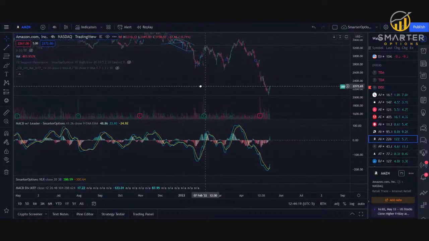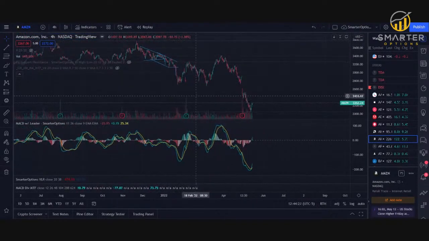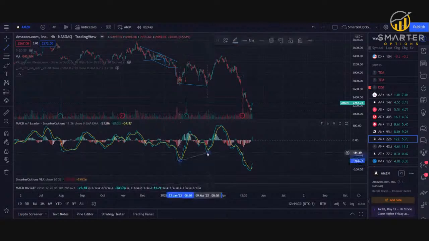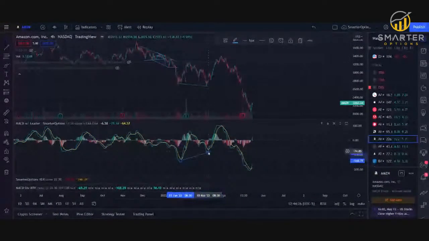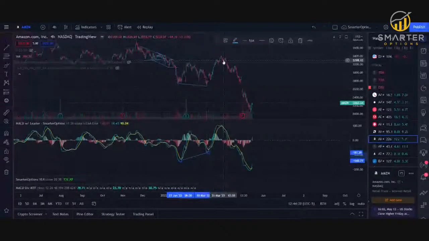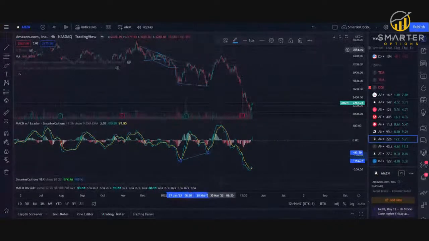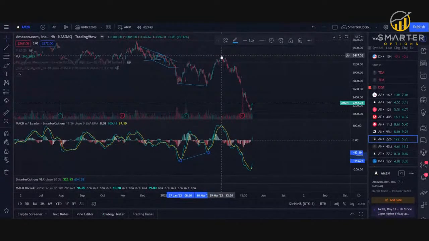Okay, so Amazon here. Here we were getting lower lows, but getting higher lows on the oscillator. This is a regular bullish divergence. And sure enough, we went from 266 up to 340. Okay, it hit the low on March 7th and hit the high on March 29th.